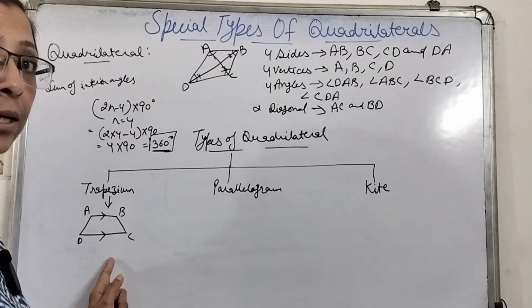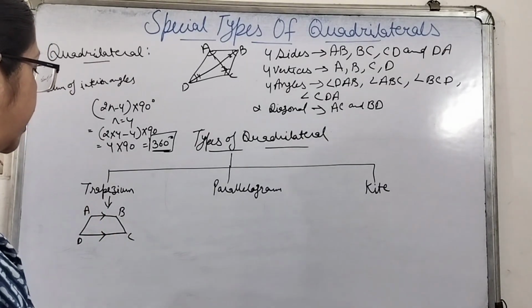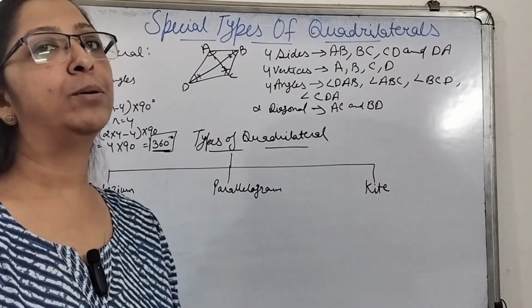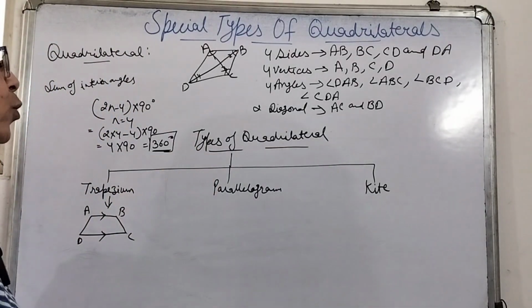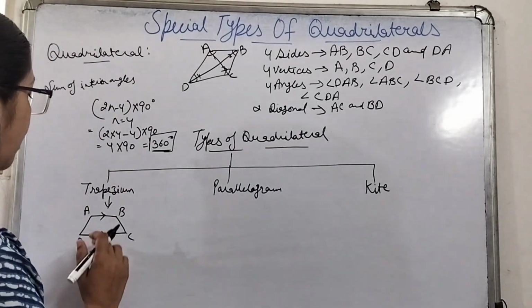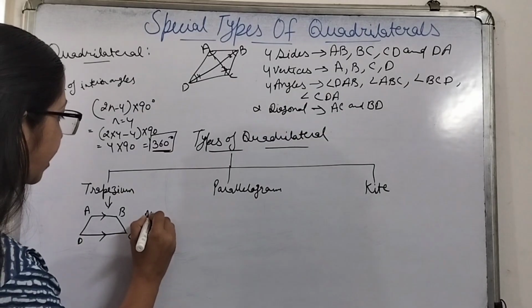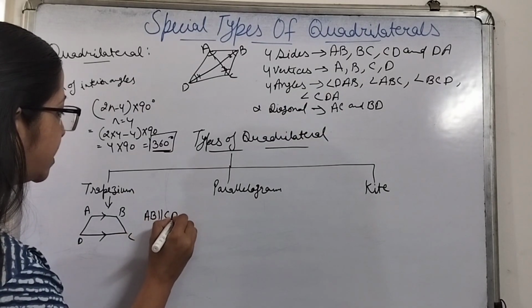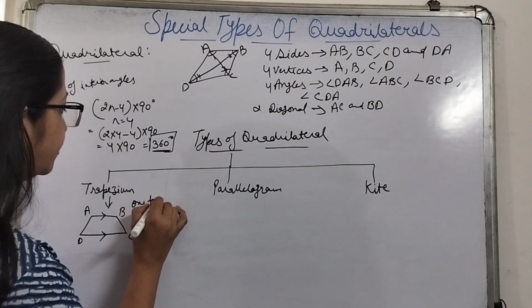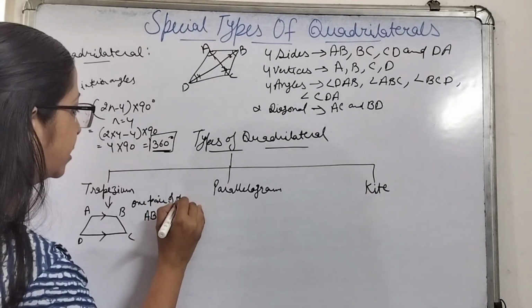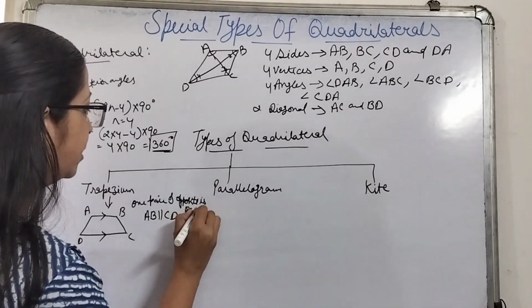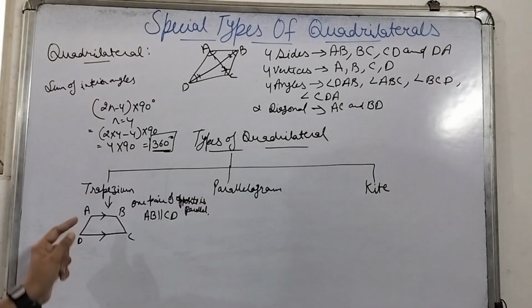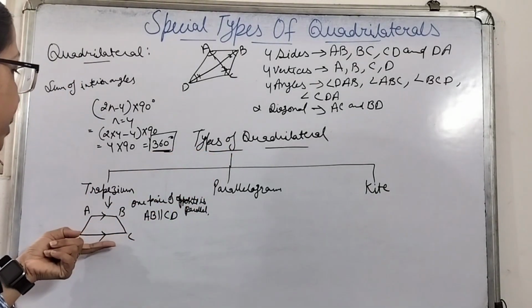Although they are not equal, they are parallel to each other. If any one pair of opposite sides is parallel to each other, then we say such quadrilaterals are trapeziums. One pair of opposite sides is parallel in the case of a trapezium. So this is the condition for any quadrilateral to be a trapezium.